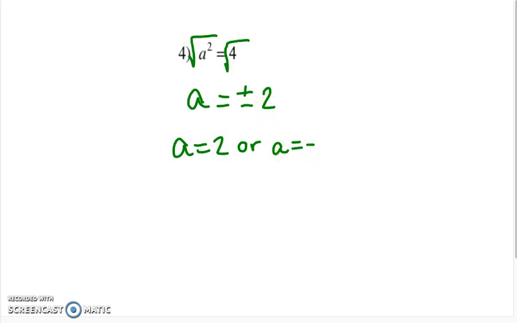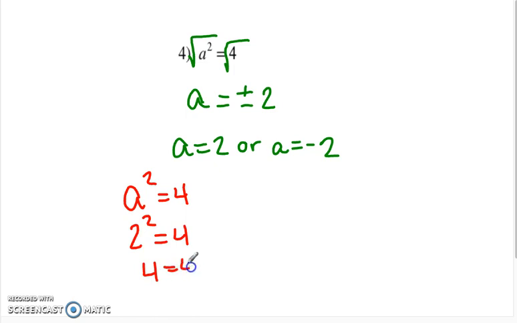No matter what you plug in, either of those values, you will get the correct answer. So let's just double check this answer and see if it is going to actually work. I just want you to see how this will work. If a squared has to equal 4 and we plug in 2, we get 2 squared equals 4, and 4 equals 4. So that checks out.